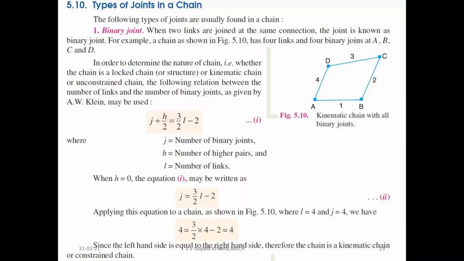Binary joints are simple and common joints. That means when one link is attached to another link, like link 4 and link 1, those two are connected. That joint is a binary joint. A is the binary joint.